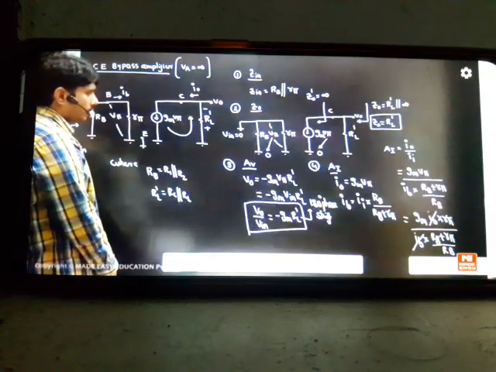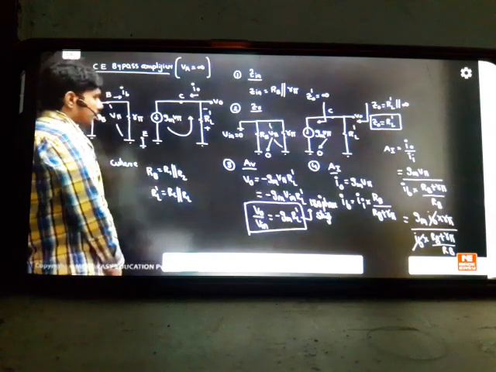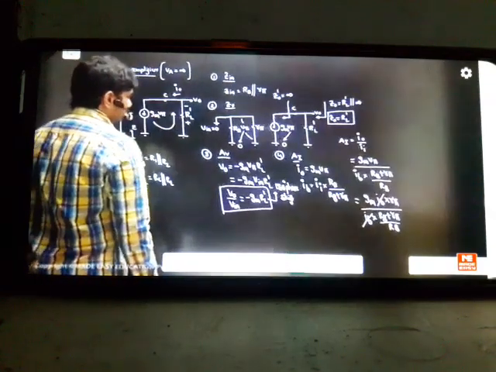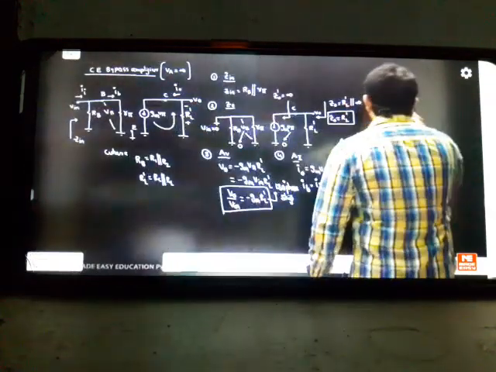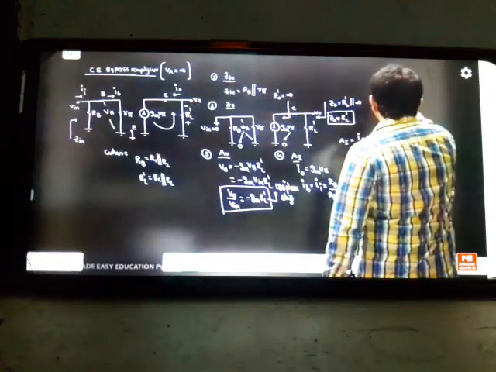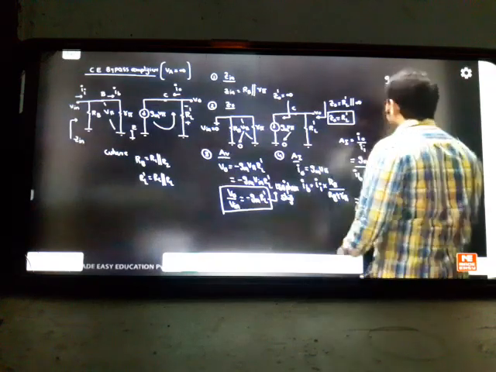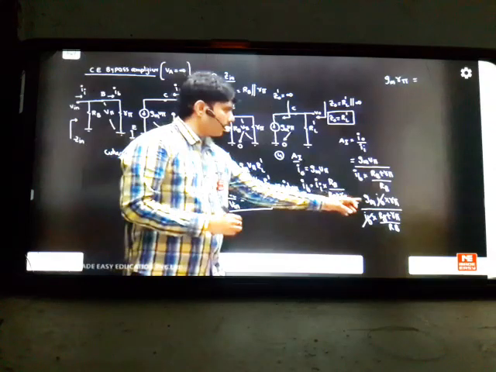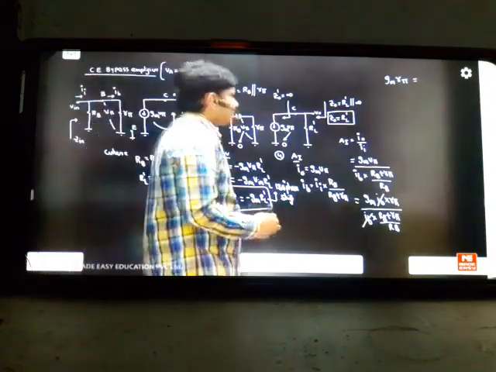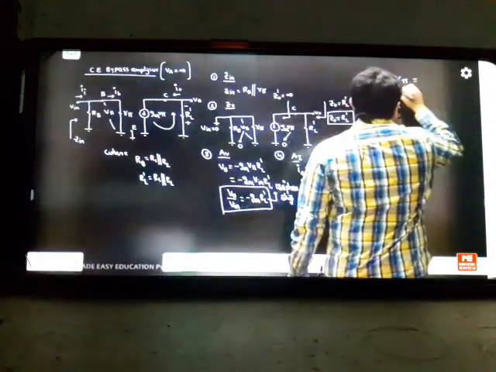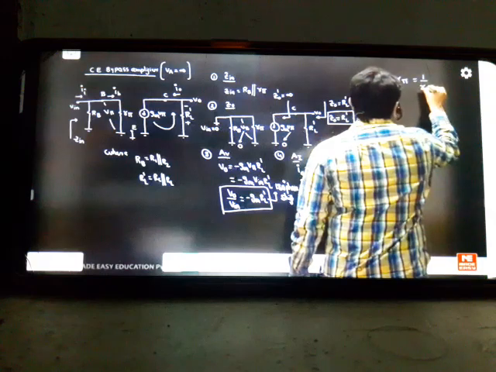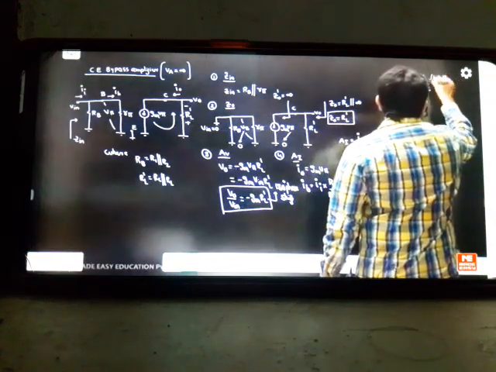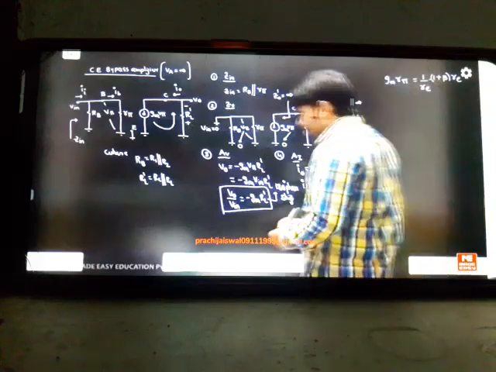Finally, let us write a small conclusion. I need some more calculation. Whenever you get an answer like this, there is a term Gm into R pi. Can you simplify this term, which is in the numerator? Gm is nothing but 1 by small re. R pi is nothing but 1 plus beta into small re. So R pi can also be called 1 plus beta re. Already I concluded this earlier.